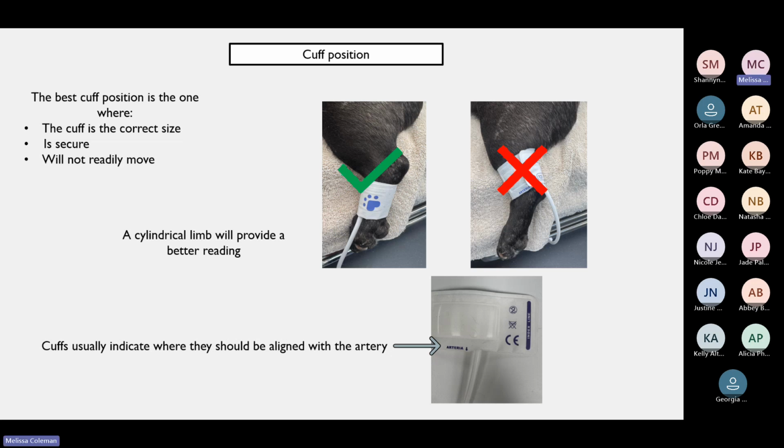Choose an area with less hair as well. I would never recommend putting it around a tail that's really, really furry, just because it's not going to be able to get the pulse and the oscillations correctly.